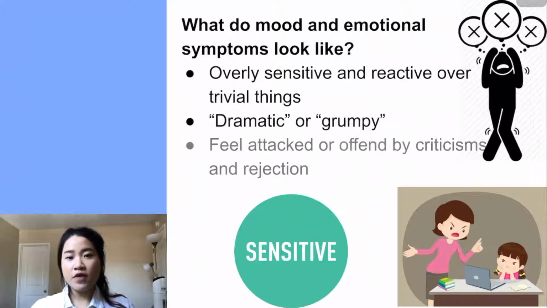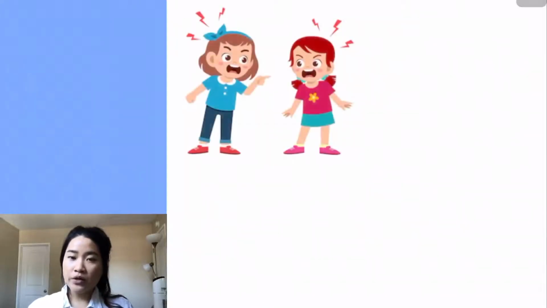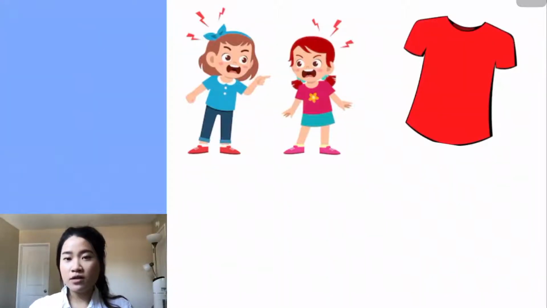Oftentimes, kids with ADHD are quick to get upset and worry too much over minor annoyances. They are also more likely to feel attacked and take offense at criticism and rejection. For example, your 10-year-old may stir up a storm with her classmate and complain to you all day simply because her classmate made some comments on her new shirt.